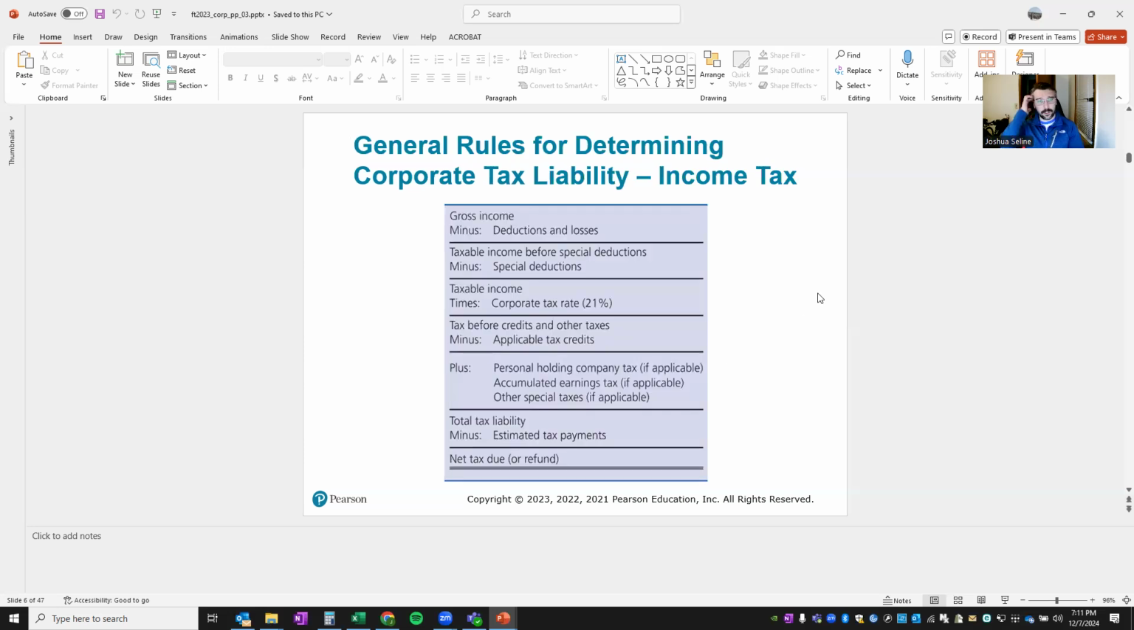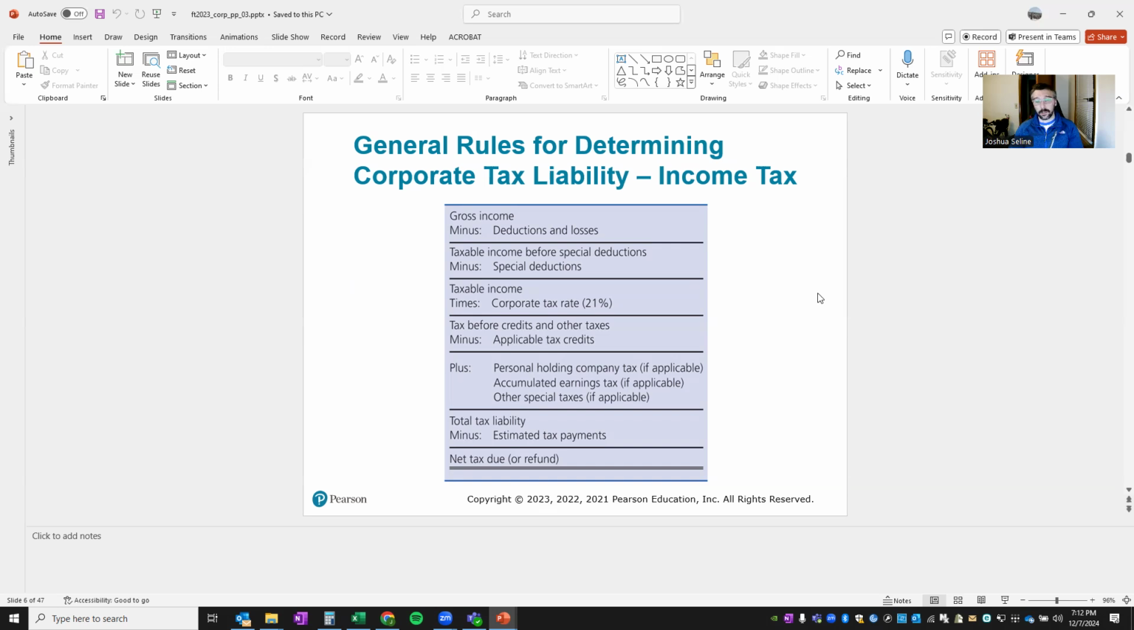So, general rules for determining corporate tax liability. This should look fairly familiar to you because it's pretty similar to individuals, but there is some change there. So we've got our gross income less our Section 162 deductions and losses. That gets us to our taxable income before special deductions. So you take those out, you've got your taxable income, multiply that by your 21%. So that's your corporate tax rate.